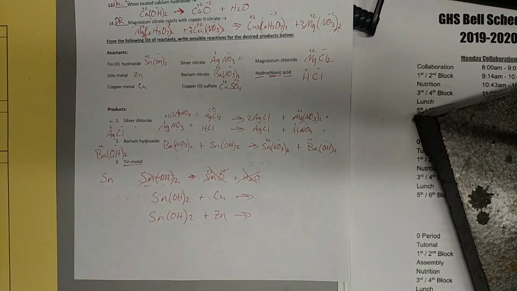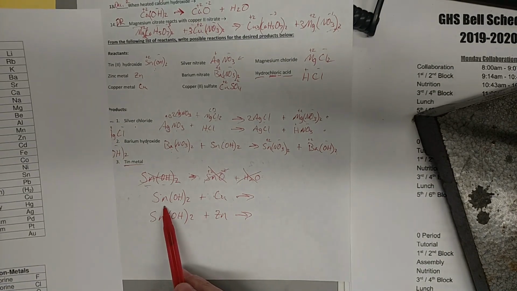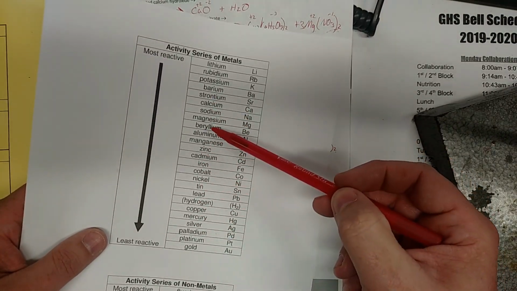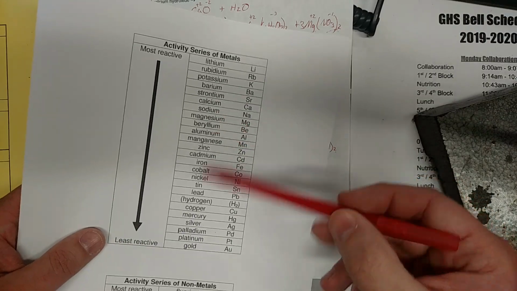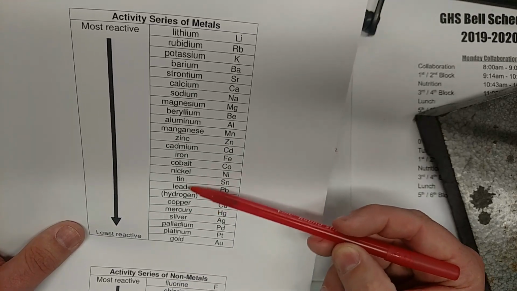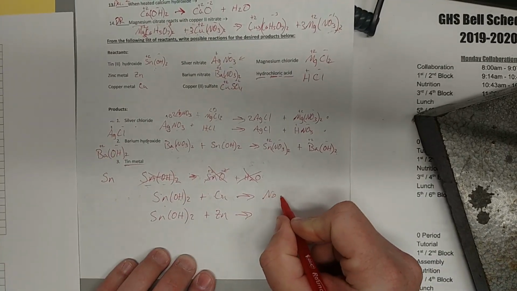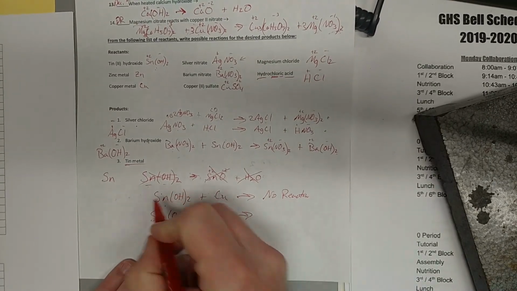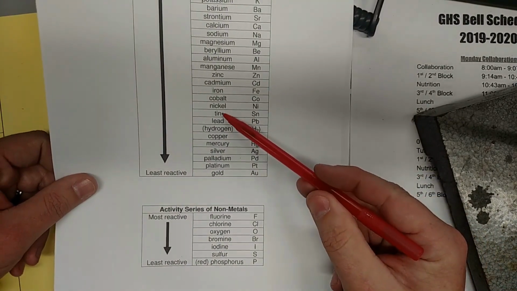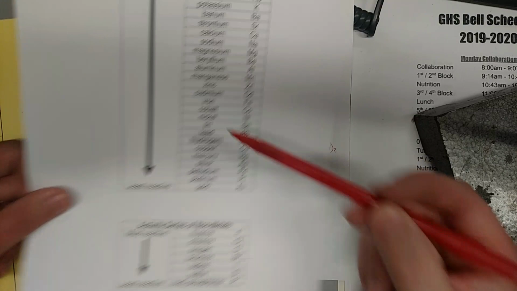So anytime we do a single replacement, we're going to want to look at the activity series. So tin is the one that's being replaced. So tin has to be above the one that's trying to replace it, or we get no reaction. So copper is down here and there's tin. So copper cannot replace this. So no reaction. So this doesn't work. So the only thing that works is this guy because the tin is below zinc. So zinc can replace tin.